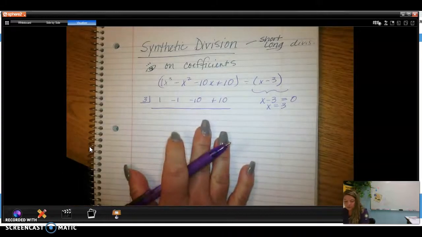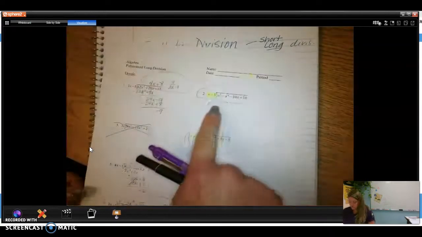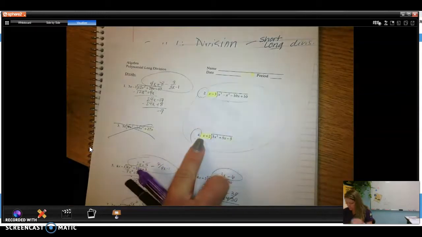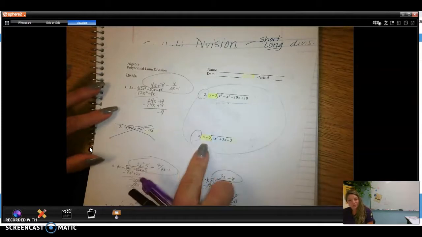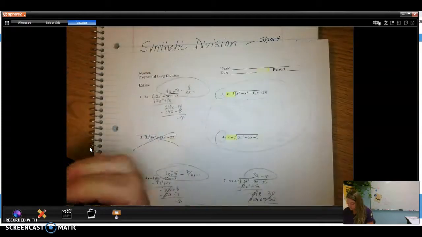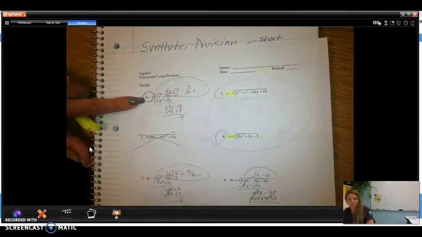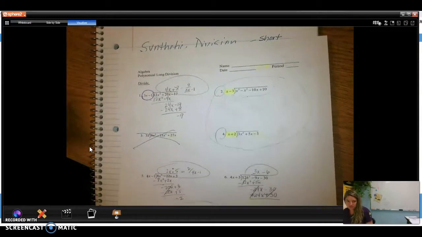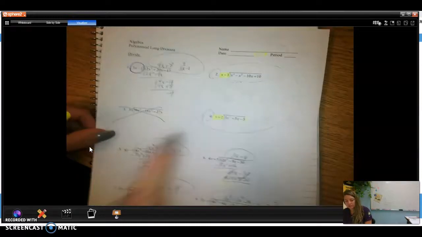A couple of things that I want to mention to you really quickly before we continue, okay? Synthetic division only works when you are dividing by a 1x minus something, or a 1x plus something. So questions like number 2, number 4. If you take a look at number 1, this is a 3x minus 1. Synthetic division is not going to work for that, okay? It only works if it's a 1x minus or a 1x plus, okay?